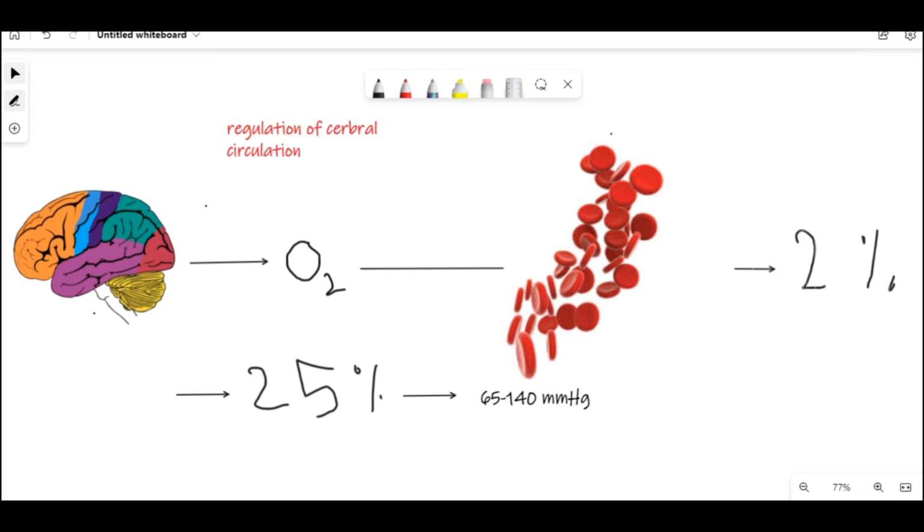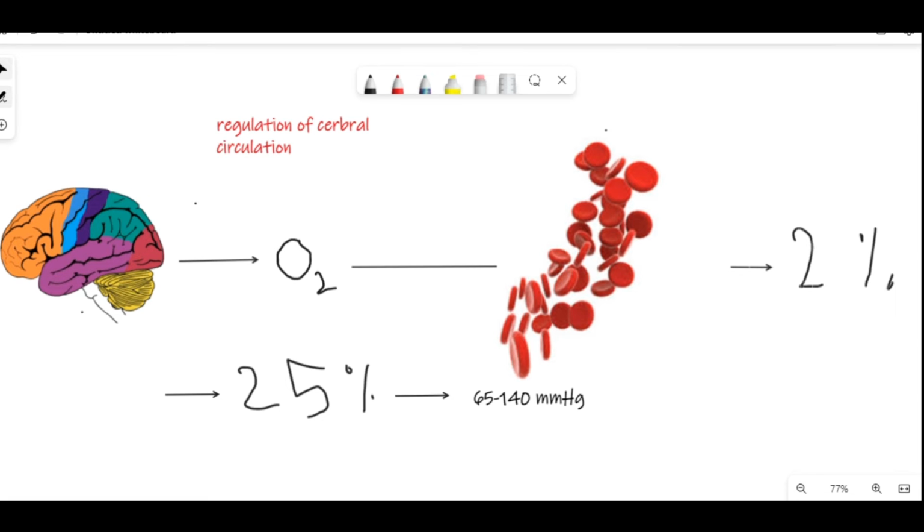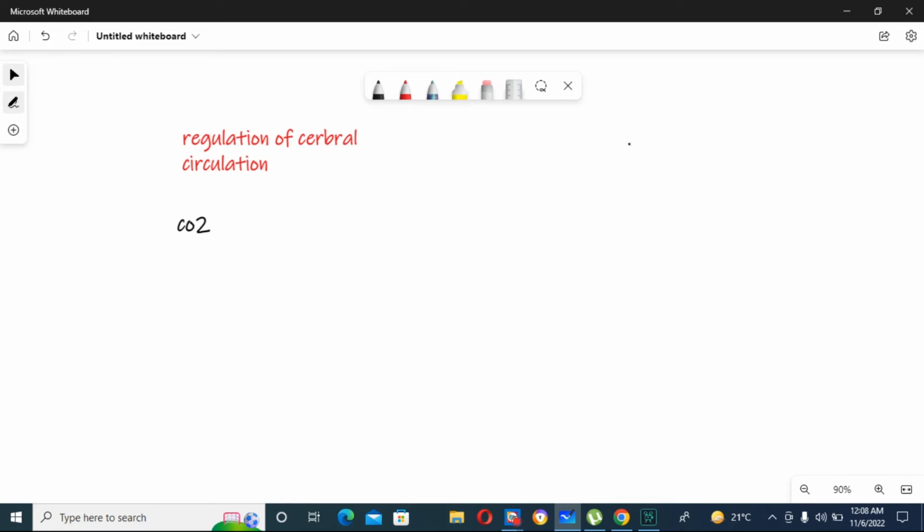That means the metabolites produced by brain activity regulate the concentration of blood that will come into the cerebral circulation, and sympathetic nerves play a very minor role. Carbon dioxide is a very important local vasodilator, or you can say the most important local vasodilator for the cerebral circulation.